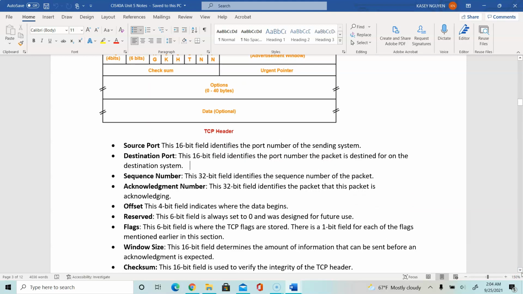And so with the reserved bits, they can be set to 0 for future use, in case it needs to reserve the packet. And then you would also see the window size, to determine the amount of information that can be sent, so that way it doesn't have an excess or under.